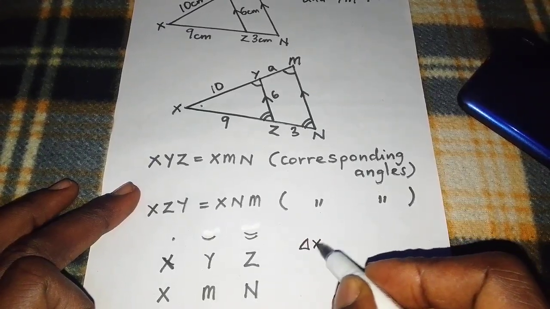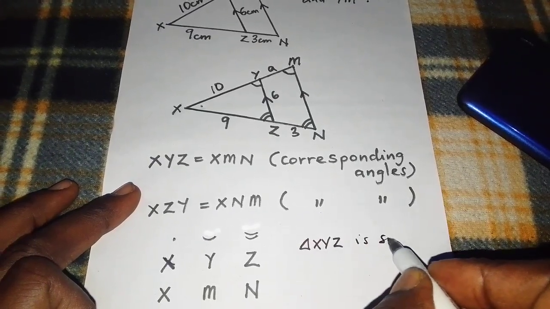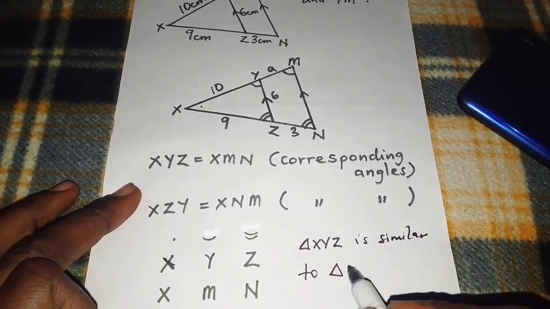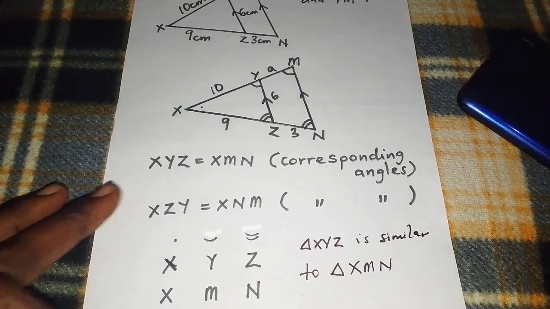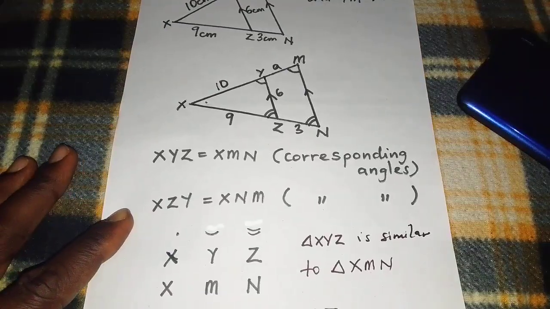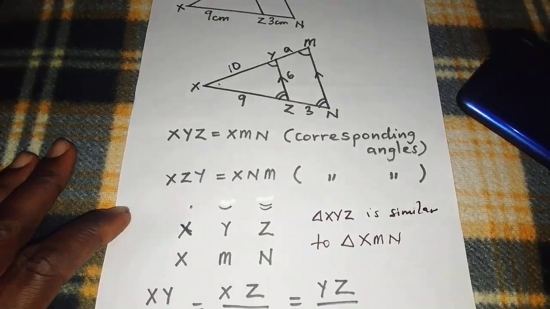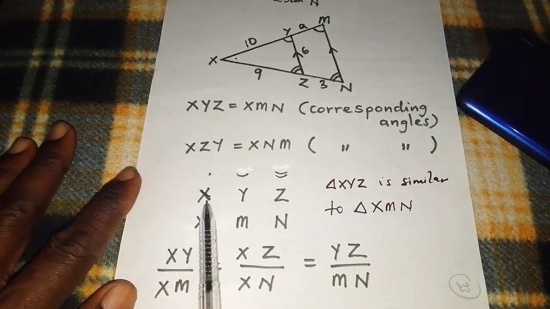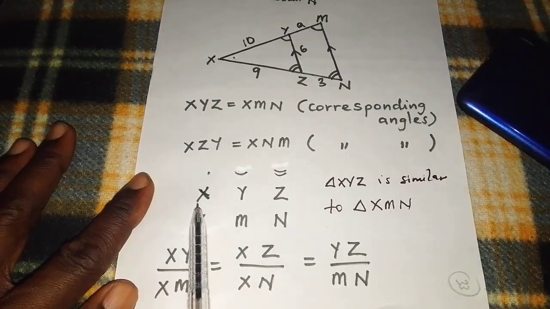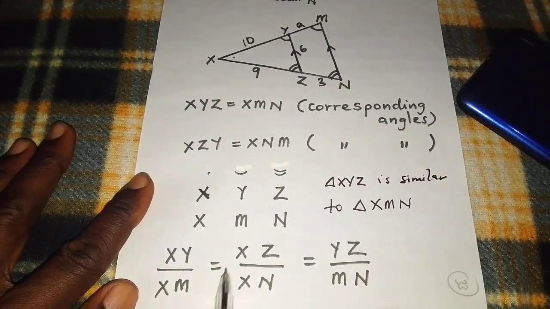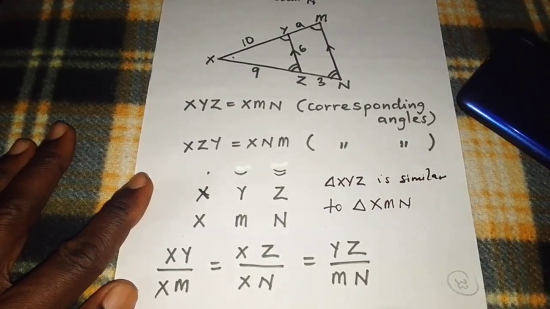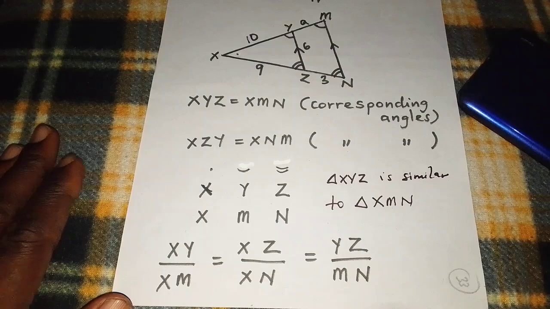So these two triangles are similar. Triangle XYZ is similar to triangle XMN. That is how they are similar. To write the ratio of their sides, you can say XY over XM equals XZ over XN equals YZ over MN. Like this we've been able to write the ratio.